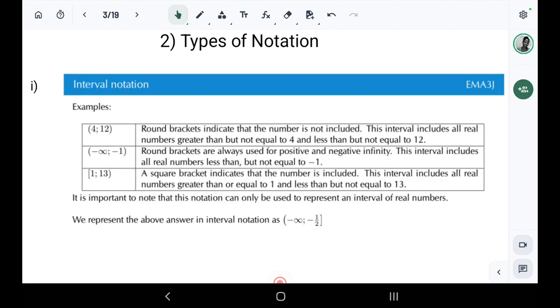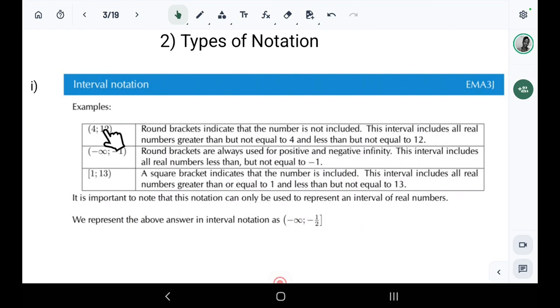Now let's look at the different types of notations that we're going to use. First, let's look at the interval notation. Basically, if you have a round bracket, it means that whatever number is next to the round bracket is not included in the solutions valid for that inequality after solving it. But if you have a square bracket, that number is also included.